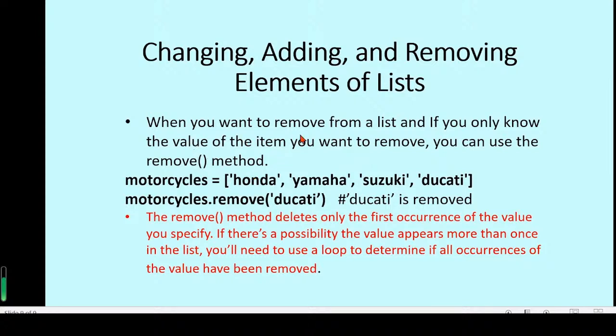When you want to remove an item from a list, if you know the value of the item you want to remove, you can use the remove method. So this is a list with 4 motorcycles. If we want to remove the item with this value, we can use motorcycles.remove('ducati'). So Ducati is removed, but note the remove method deletes only the first occurrence of the value you specify. If there is a possibility the value appears more than once in the list, you will need to use a loop to determine if all occurrences of the value have been removed.